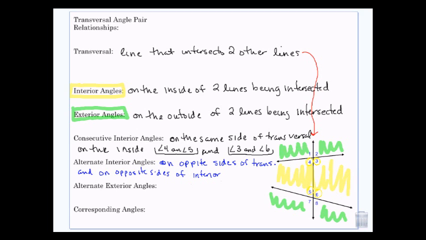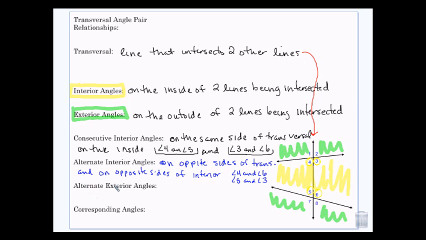Okay, so if we look at angle 4, it is alternate to angle 6. They're on opposite sides of the transversal and on opposite sides of the inside. Does that make sense? So we have angle 4 and angle 6. And then see how angles 5 and 3 are also kind of on the opposite. So angle 5 and angle 3. Did not give myself enough room, did I?